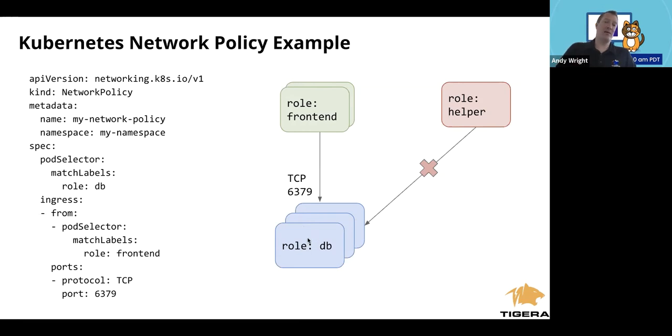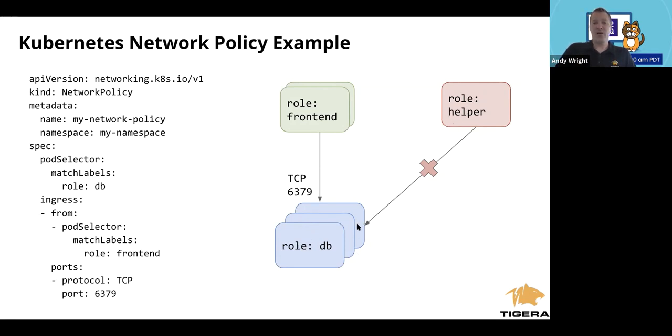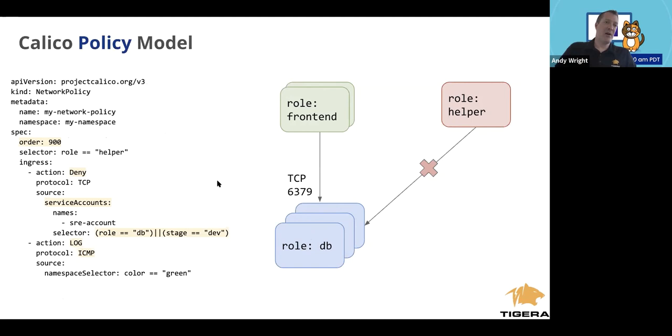But once a policy has been applied, it's actually going to reject all other traffic. And so if this role equals helper is trying to connect, the connection will be denied at that point. And so this is an example of Kubernetes network policy. Now, Calico does Kubernetes network policy. And if you want to use just the standard Kubernetes network policy, we will implement that. We will enforce that traffic, but we add more with Calico policy.